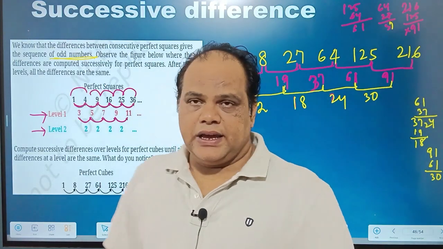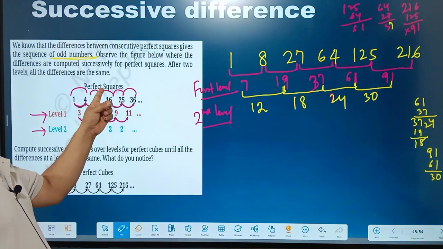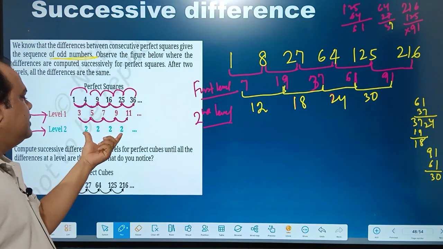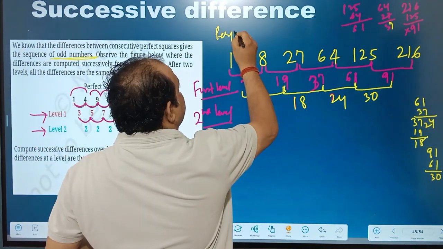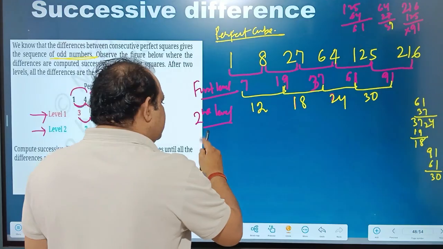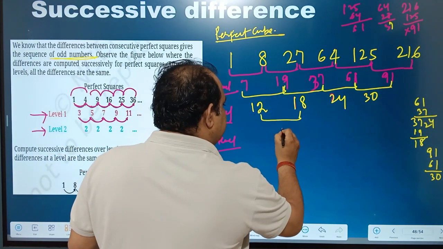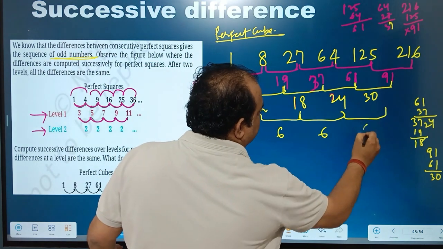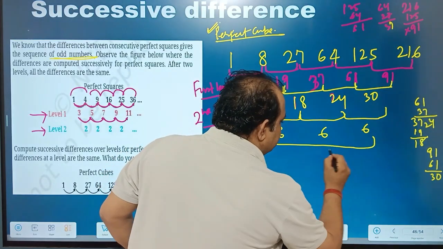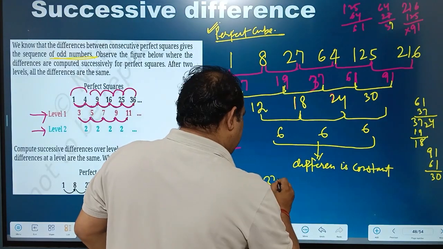Now we see that for the perfect squares, the difference becomes constant in the second level. But when we do it for perfect cubes, it becomes constant in the third level. Let's go for the third level. 18 minus 12 is 6. 24 minus 18 is 6. 30 minus 24 is 6. So the difference is constant at the third level.